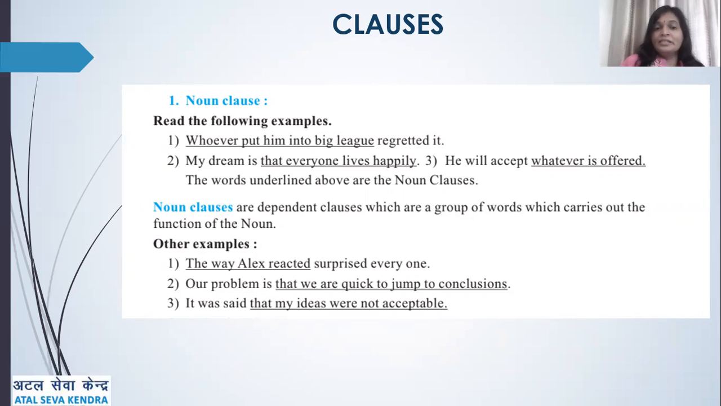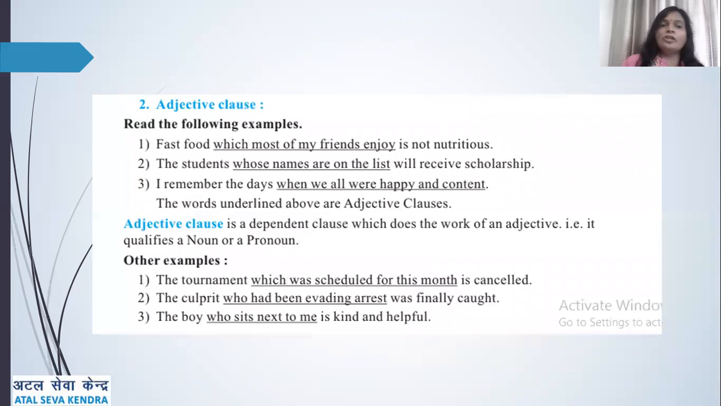Other examples. The way Alex reacted surprised everyone. What surprised everyone? The way Alex reacted. Our problem is that we are quick to jump to conclusions. What is our problem? That we are quick to jump to conclusions. It is said that my ideas were not acceptable. What was said? That my ideas were not acceptable. So what do you find in these words which are underlined? They are a group of words which are carrying out the function of a noun. Such groups of words are noun clauses.